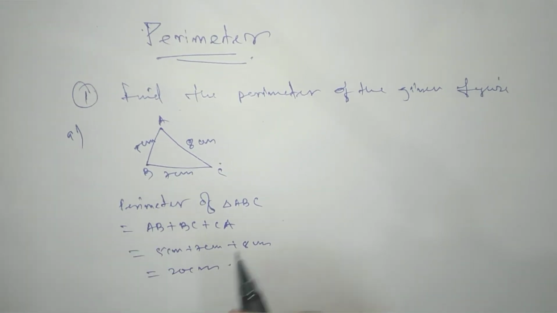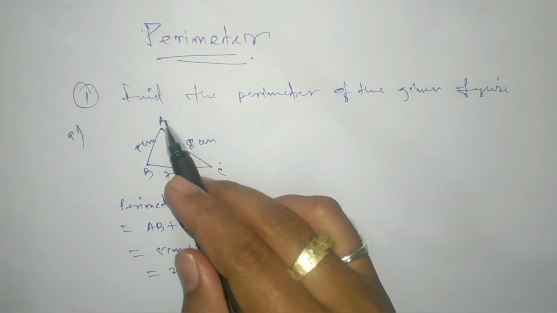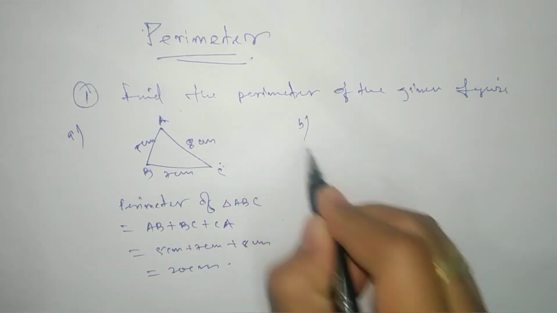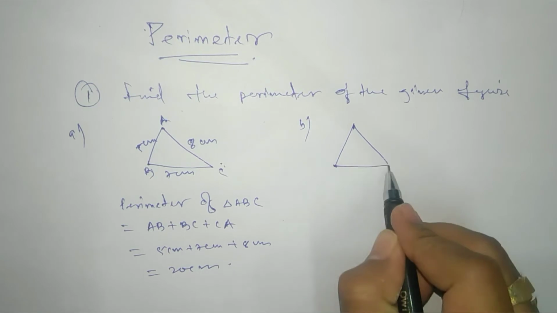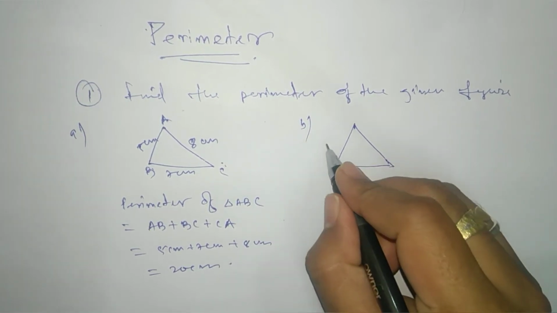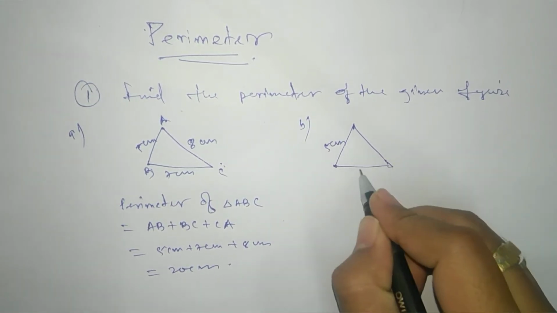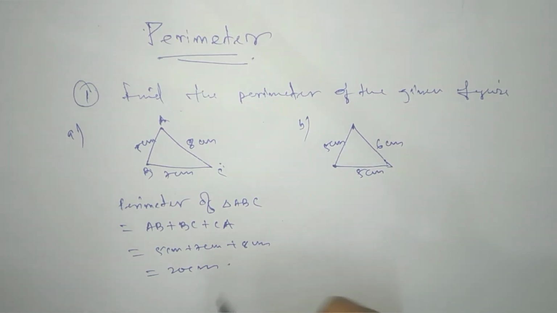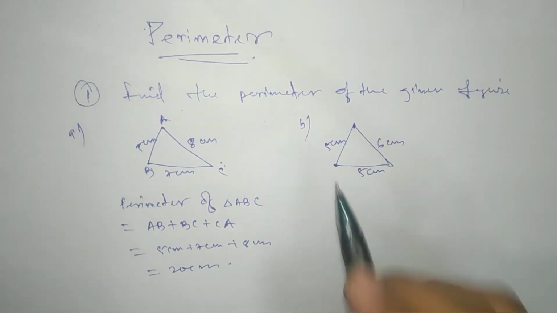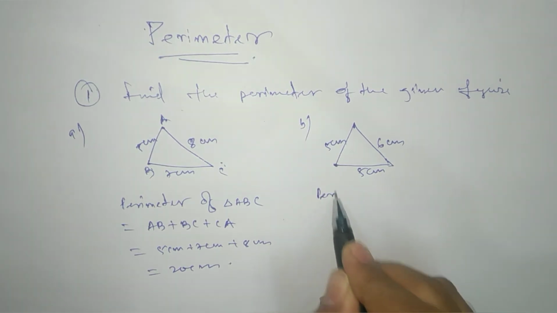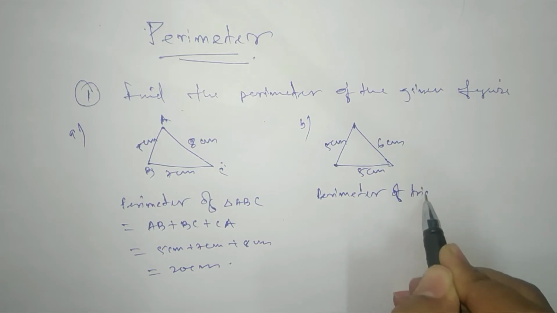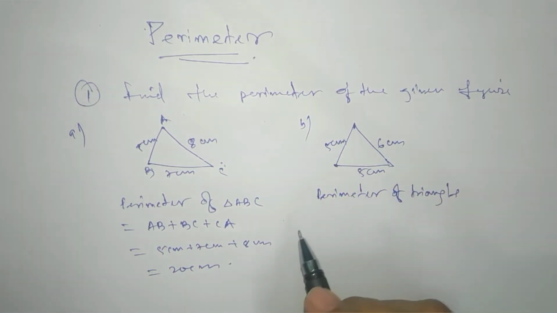Now the same question, if I do not use a name here, how are you going to represent it in that case? So take it like this, the same problem we are taking, just without a name: 5 cm, 5 cm and 6 cm. Now without any name, how are you going to represent it? You need to write like this: perimeter of triangle. This time you need to write triangle, as we don't have any name for this triangle.